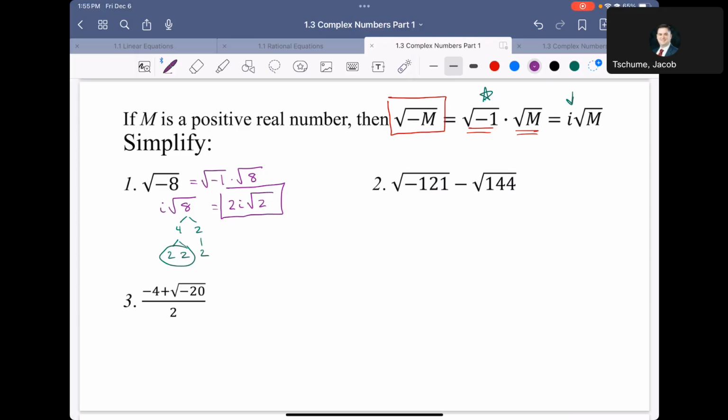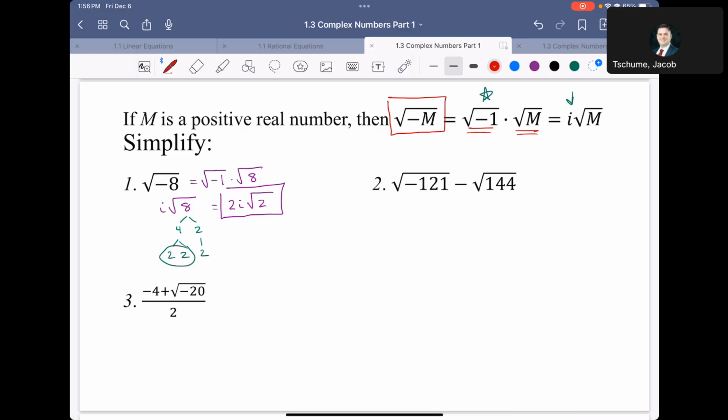Now, you only have to do the factor trees when it's not a perfect square root. On number 2, sometimes the square roots we run into work out very nicely. So what about this one? You have the square root of negative 121 minus the square root of 144.